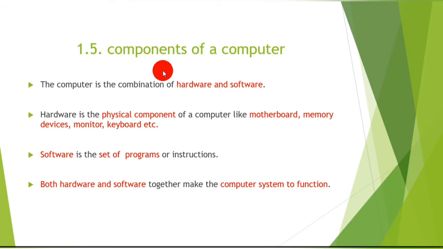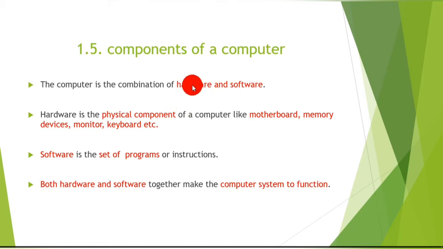So, the combination of hardware and software. The components of the computer are hardware and software. We know what is meant by hardware. Hardware means the physical devices attached to the system. Hardware devices are things you can touch. Monitor, wire, speaker, motherboard, memory devices, keyboard: these are all known as hardware devices. So hardware means physical components attached to the computer.